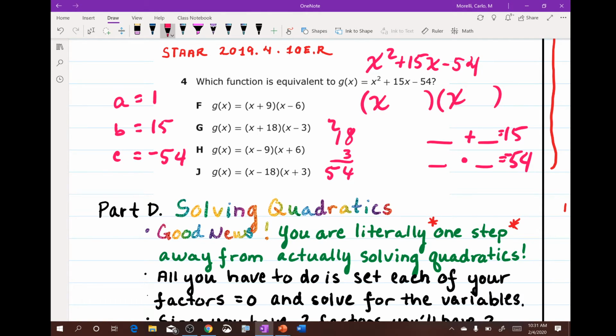Yes. Now, what do we want the middle term? We want it to add to be the middle term. The middle term is positive 15. So we want that negative symbol to go with the 3.